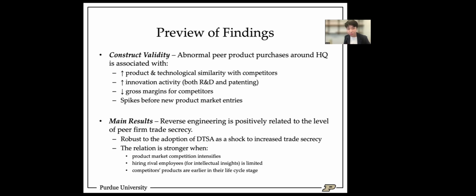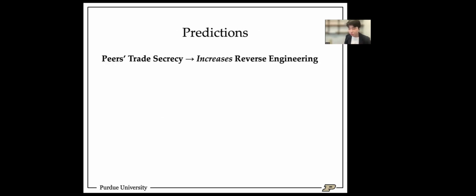stages of the companies that are doing this behavior and also the ones that are being targeted by this behavior. So in terms of economic predictions, what we want to get out there in the first place is that this relationship between competitors' trade secrecy and reverse engineering is not ex ante obvious. And there's two ways this can happen. We predict that there may be a positive relationship where trade secrecy actually increases reverse engineering.